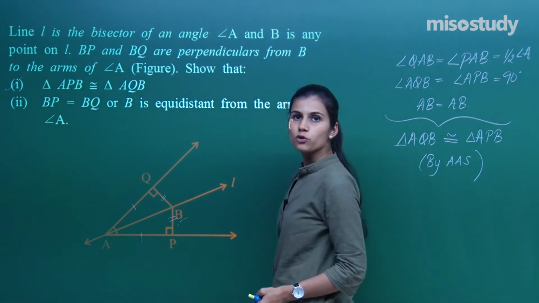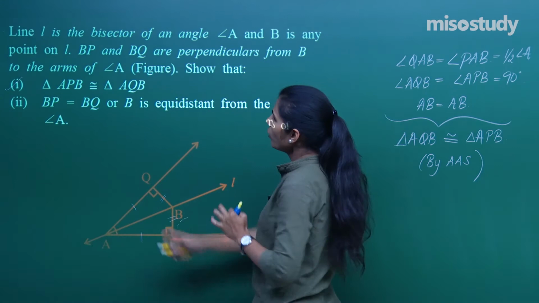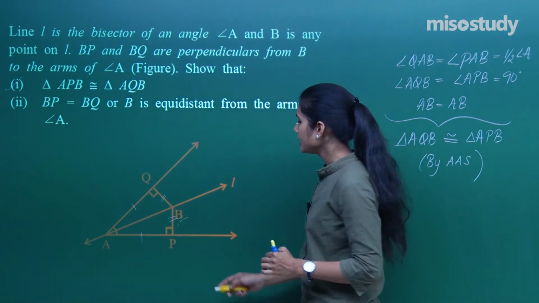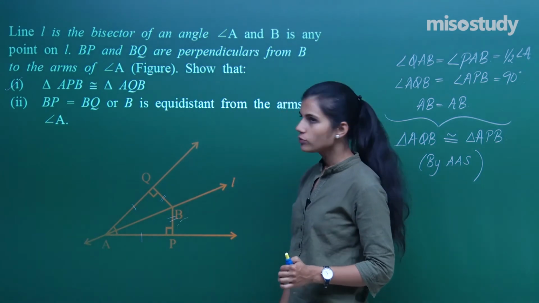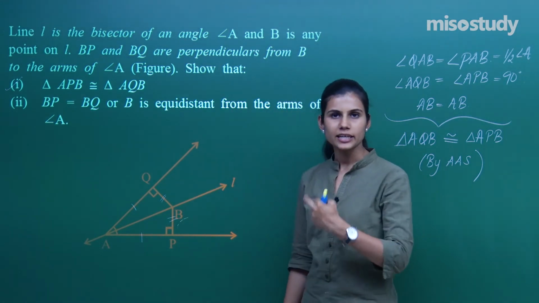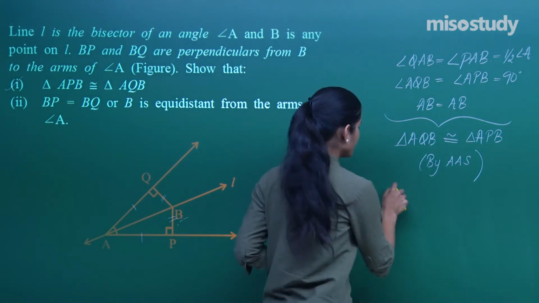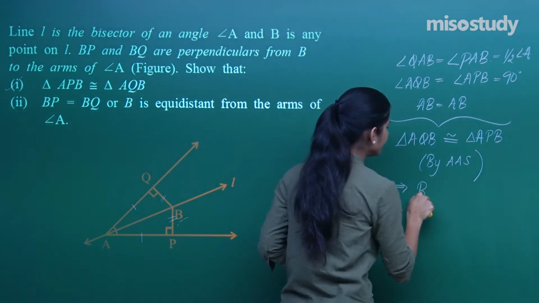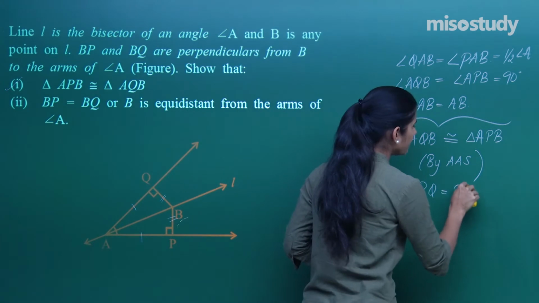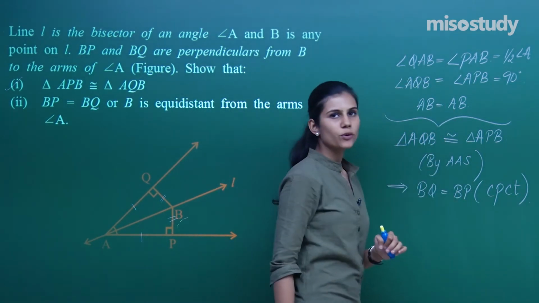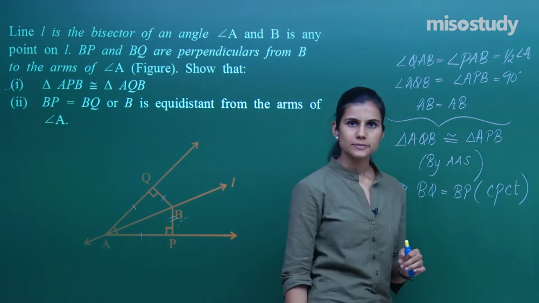Out of this, what is fruitful to me? I want BP to be equal to BQ, that is, B is equidistant from the arms of angle A. BP should be equal to BQ is what I need, which I am getting as a conclusion of corresponding parts of congruent triangles being the same. So this implies I will just write what I need. BQ is equal to BP by CPCT, which means corresponding parts of congruent triangles.